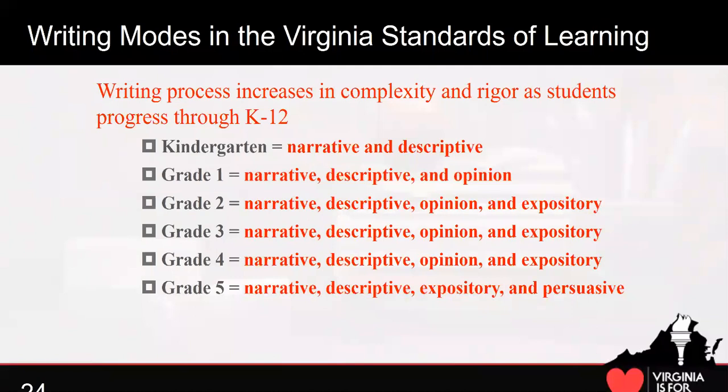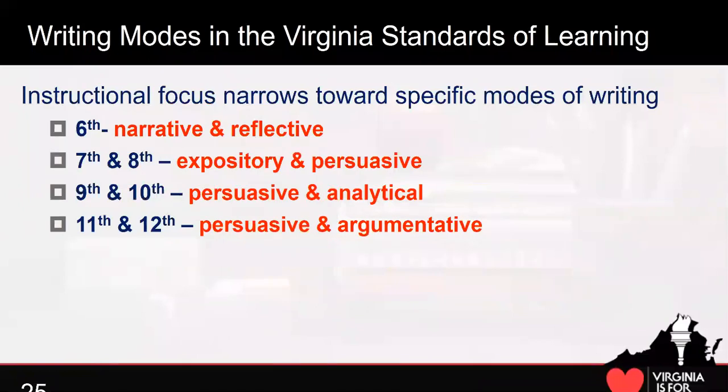As early as kindergarten, students are engaged in narrative and descriptive writing processes, and that only builds throughout the course of elementary school, so that by 5th grade, before they come to middle school, they will have been exposed to narrative, descriptive, expository, and persuasive writing modes. So that when they get to middle school and in 6th grade, they can focus on narrative and reflective writing in a lot more detail than they would have in elementary school. And then throughout 7th and 8th grade, they can focus on expository and persuasive writing.